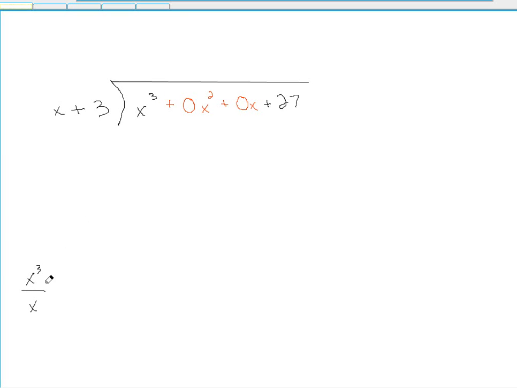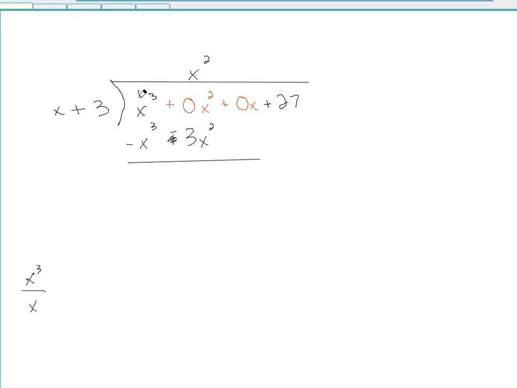So this is what you're trying to do. Simplify x to the third divided by x, which just gives you x to the second power. That's step 1. Step 2, take that first term of your quotient and multiply it back against both of the terms in your divisor. x squared times x, you should end up with the exact same thing. And then x squared times 3, which is 3x squared. Step 3, subtract this newly found binomial by changing its signs, so they both become negatives.